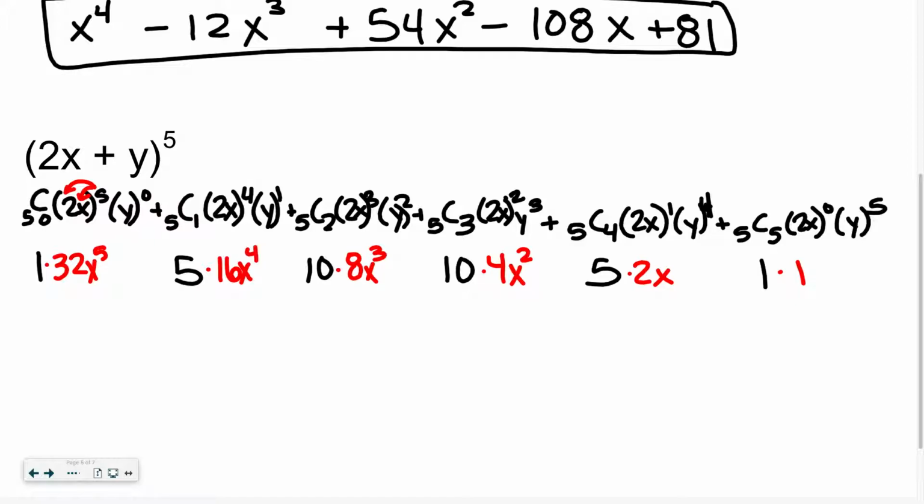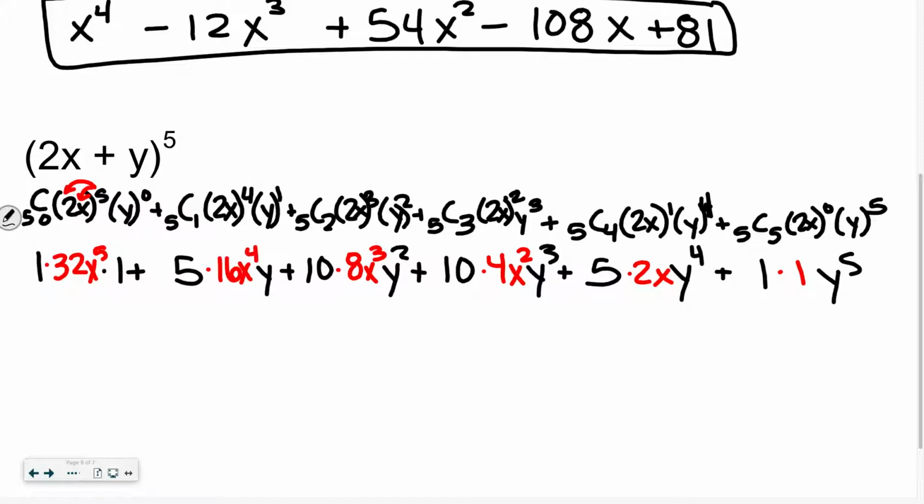And then for the y terms, those are pretty easy. It's just y to different powers. So y to the 0 is 1. And then we'll have times y to the 1st, y squared, y cubed, y to the 4th, and y to the 5th. Okay, so it's really that 2x raised to powers in the middle that you got to be careful with.